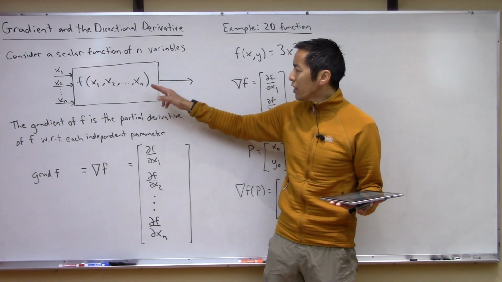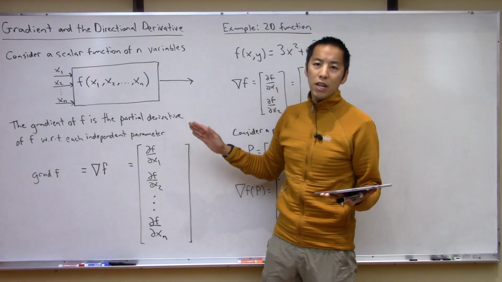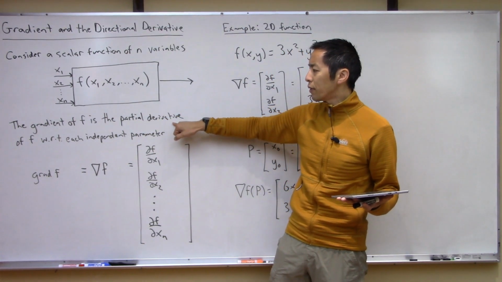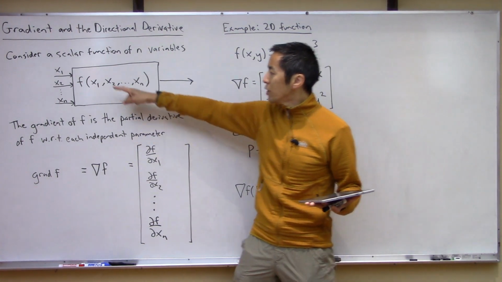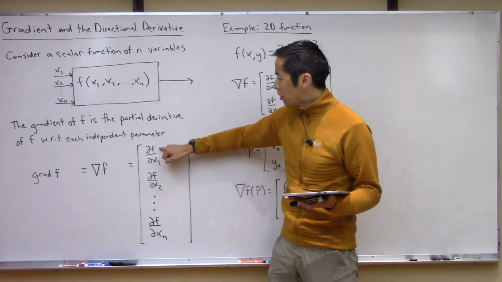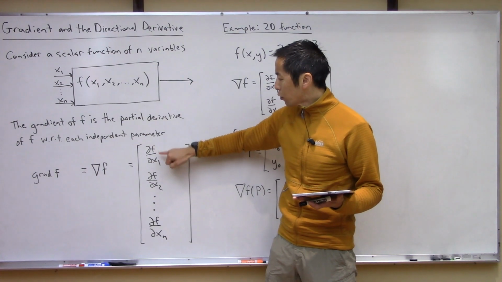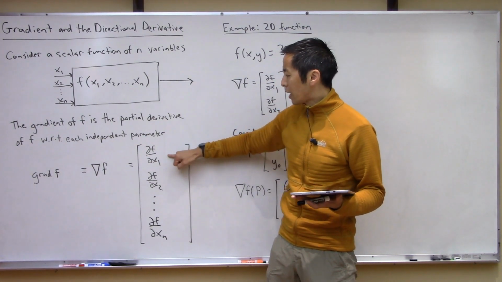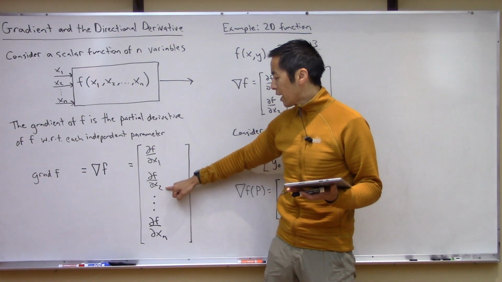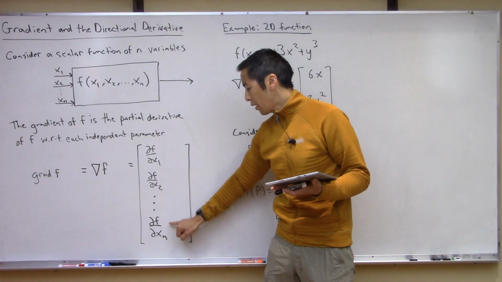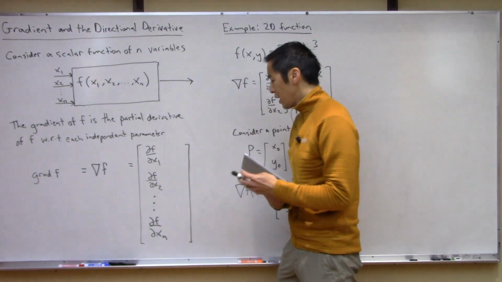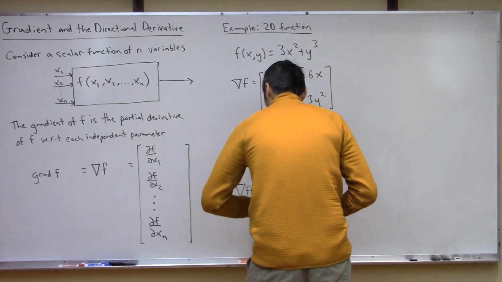So the gradient of this function f is really nothing more than a stacked up vector of all of the partial derivatives of f with respect to each of these n independent variables. All you do is take the partial derivative of f with respect to the first independent variable. That's the first entry of the vector. The next entry is the partial of f with respect to x2, all the way down to the partial of f with respect to xn. So this vector, you can see, is an n by 1 vector.